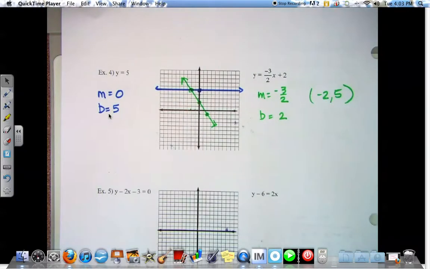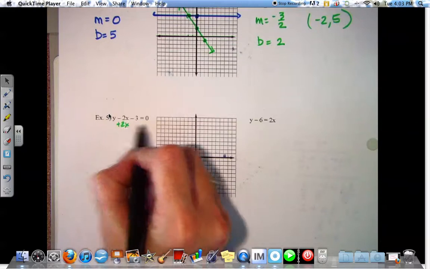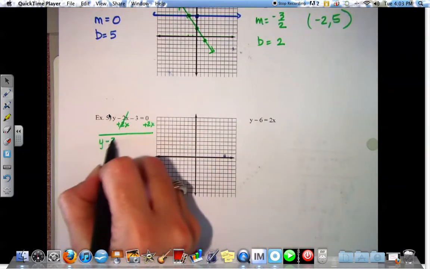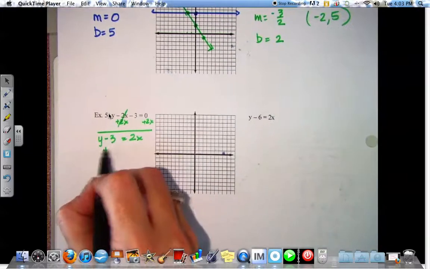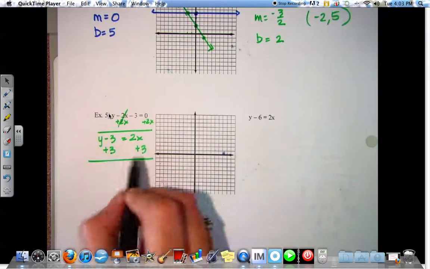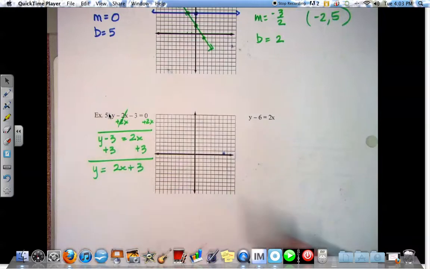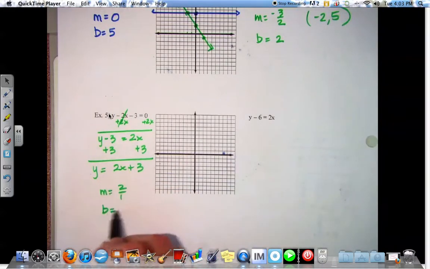Last one, y minus 2x minus 3 equals 0, and y minus 6 equals 2x. We need to get y by itself on both of these examples. So add 2x, add 2x. That gives us y minus 3 equals 2x. Now we need to add 3. So y equals 2x plus 3. Gives us a slope of 2 over 1 and a y-intercept of 3.